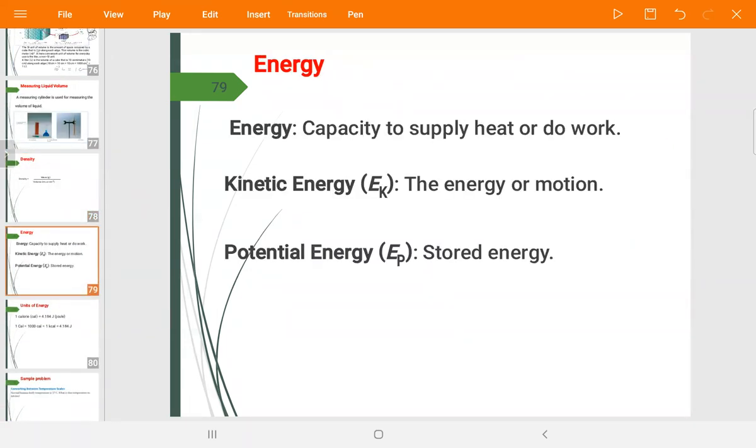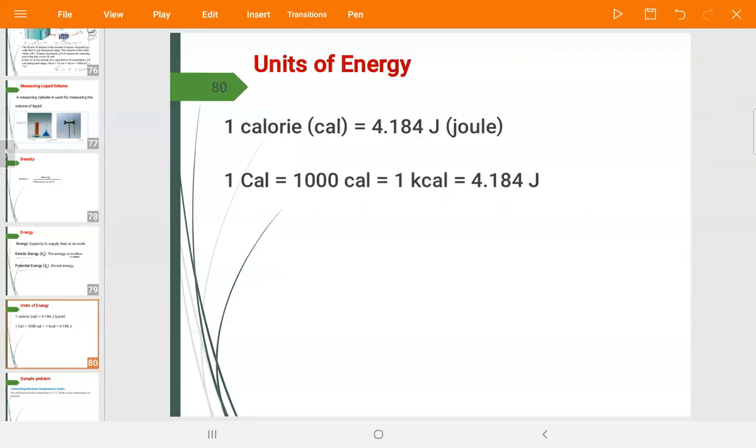And the other thing is energy. Energy is the capacity to supply energy or do work. And remember, there are 2 energies that you are familiar with: kinetic energy, which is energy due to motion, and potential energy, which is the stored energy. So just remember those definitions. Also, you have to remember some relationships, for example, the relationship between calorie and joule. 1 calorie is given by 4.184 joule, and that's all you have to do.